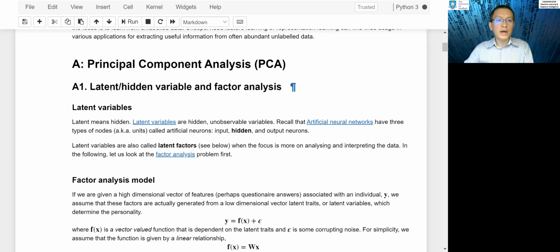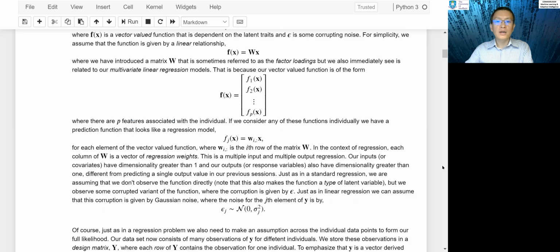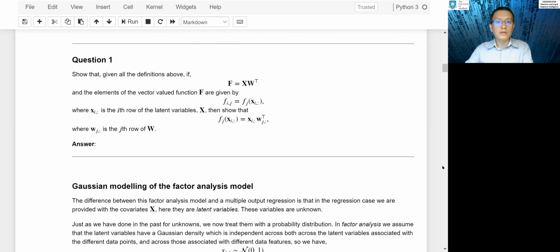So here we look at PCA from a latent factor analysis point of view. This is actually how PCA was proposed or invented. It was proposed in the context of factor analysis rather than dimensionality reduction. Dimensionality reduction is a later application of PCA.